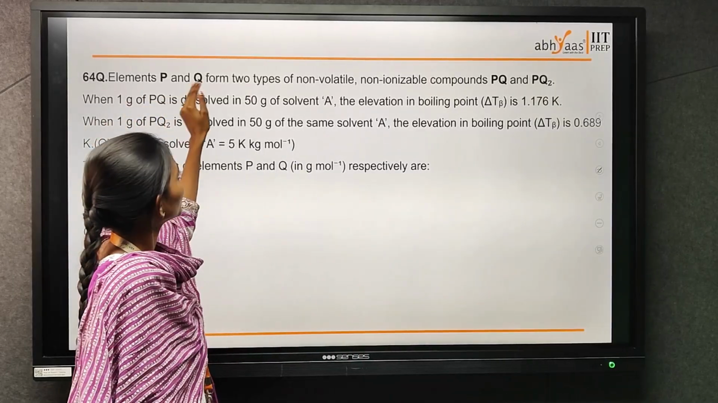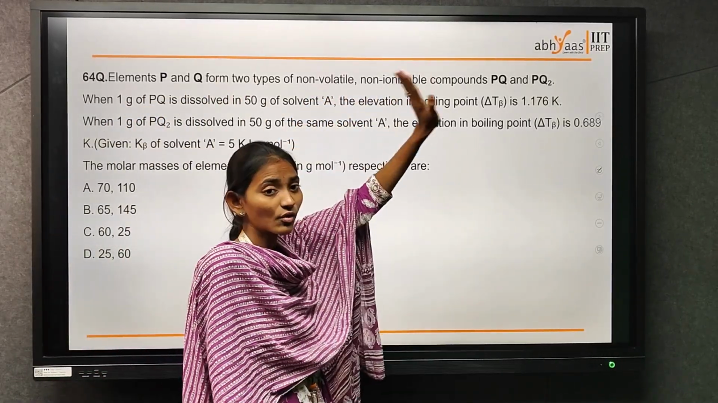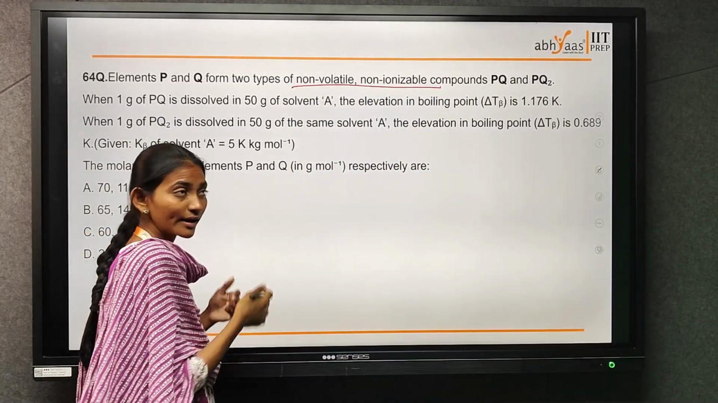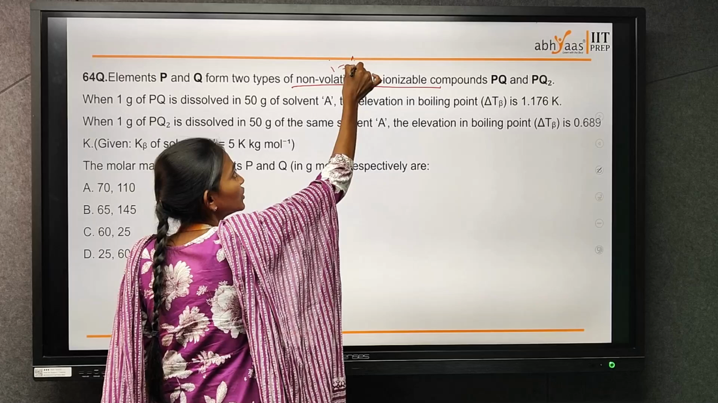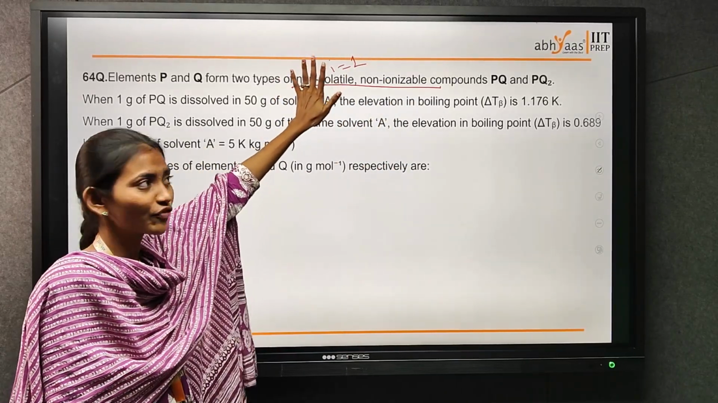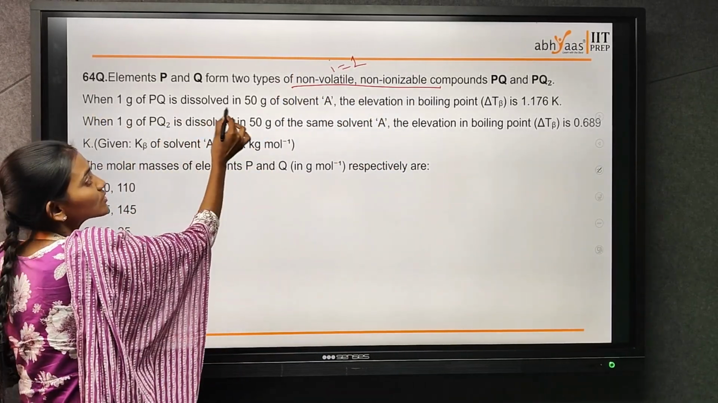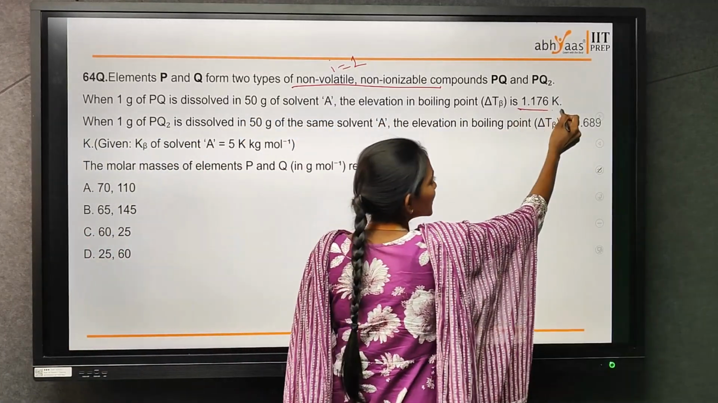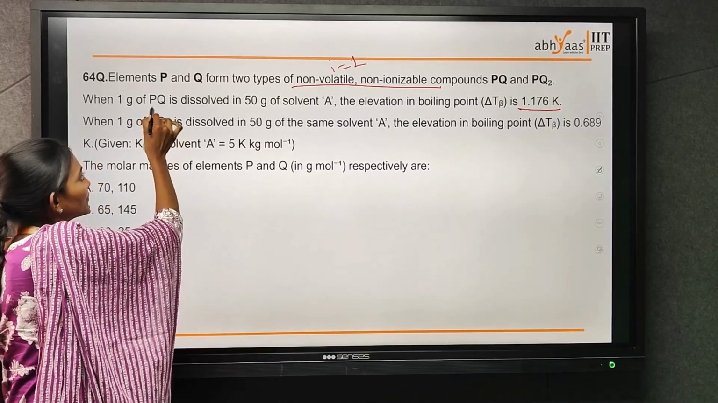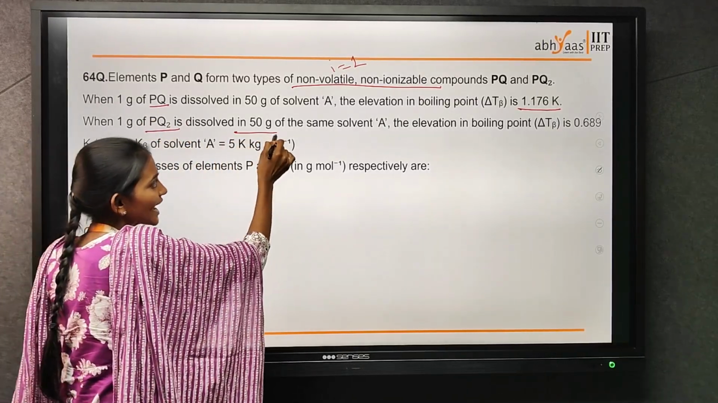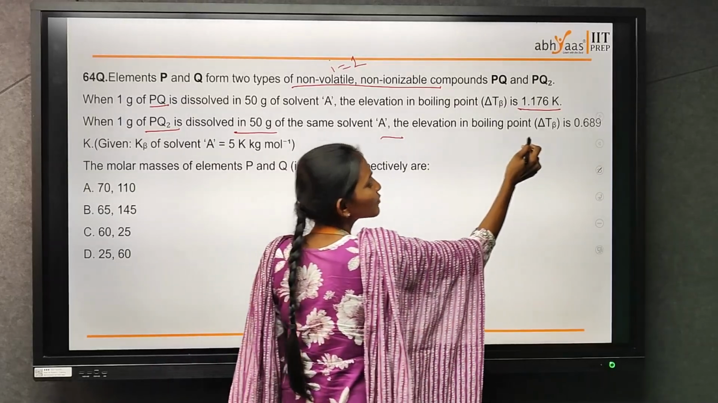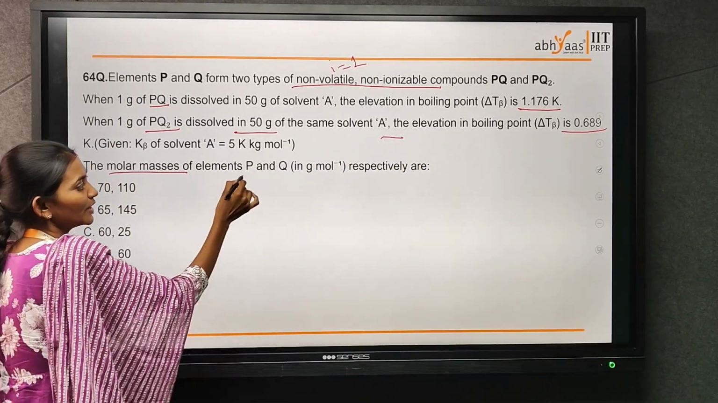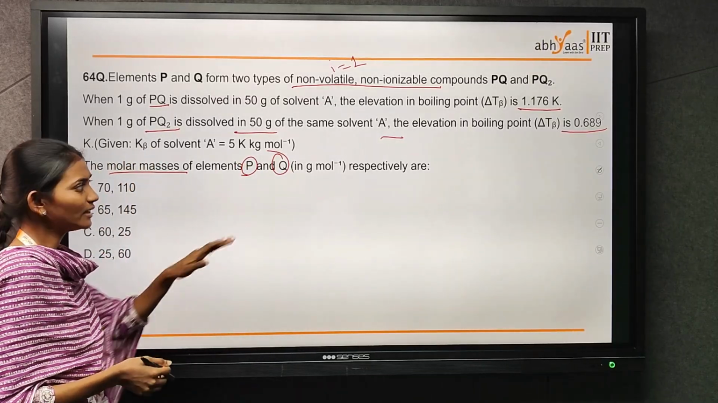Elements P and Q form two types of non-volatile, non-ionizable compounds. This is a question from solutions. When you see non-volatile, non-ionizable, they are asking about the Van't Hoff factor. You need to know the Van't Hoff factor. When 1 gram of PQ is dissolved in 50 grams of solvent A, the elevation in boiling point is given. And when 1 gram of PQ2 is dissolved in 50 grams of the same solvent A, the elevation in boiling point is also given. They are asking for the molar masses of the elements P and Q in grams.